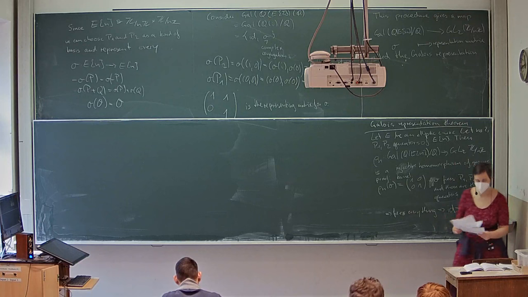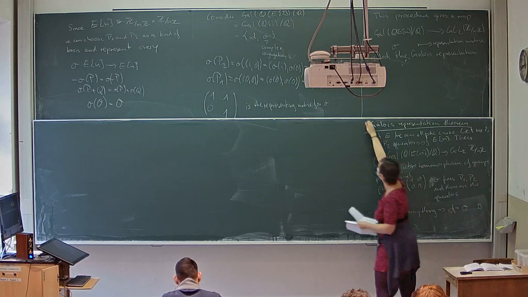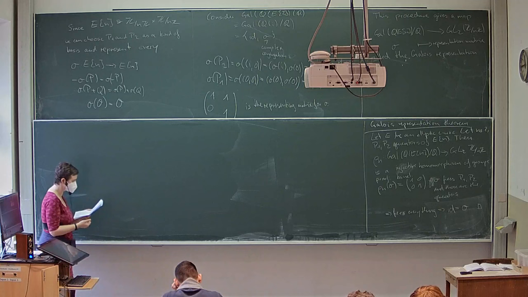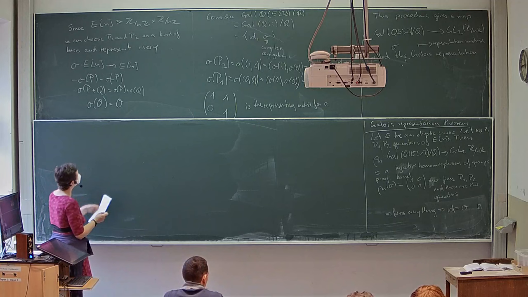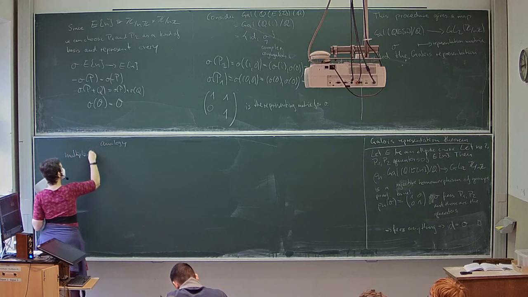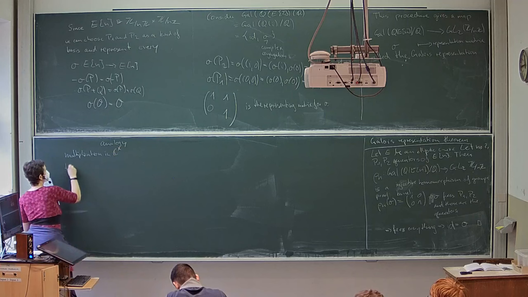I will give an example of where it's really not surjective. And we will talk about when it is surjective, and some conjecture. As I said before, we have analogies. So if we look at multiplication in C star, we have torsion points, z to the n is 1.